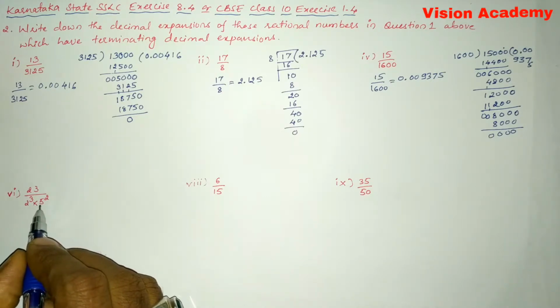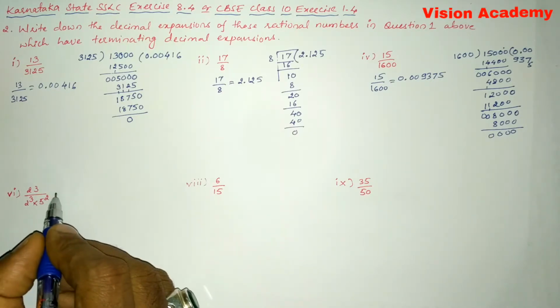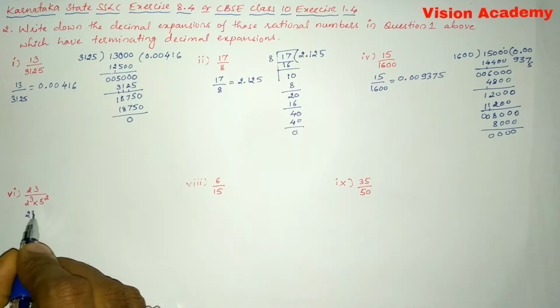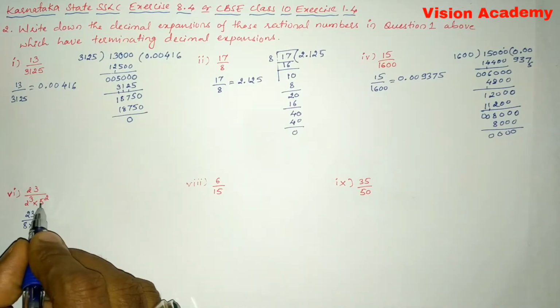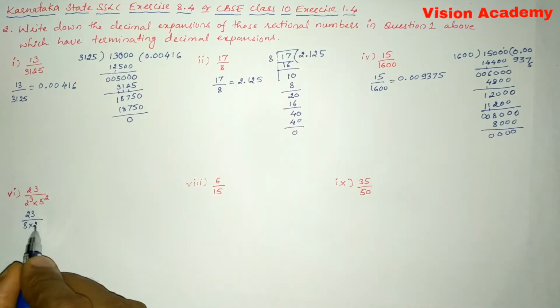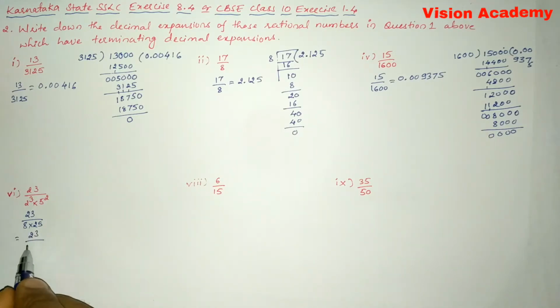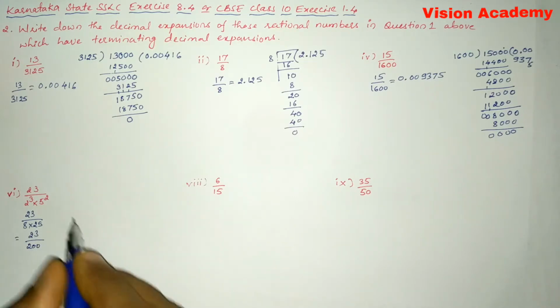into 5 to the power 2. Here this one can be written as 23 divided by 2 to the power 3 is 8 into 5 5s are 25, that is 5 to the power 2 is 25. Let us simplify this one. So 23 divided by 25 8s are 200. Now let us divide 23 by 200.